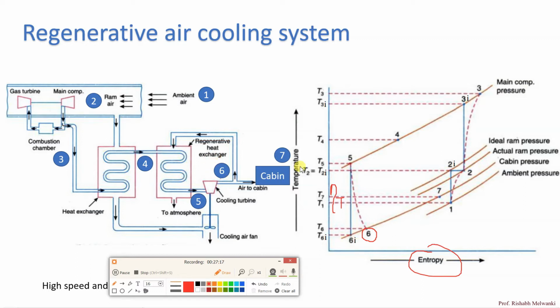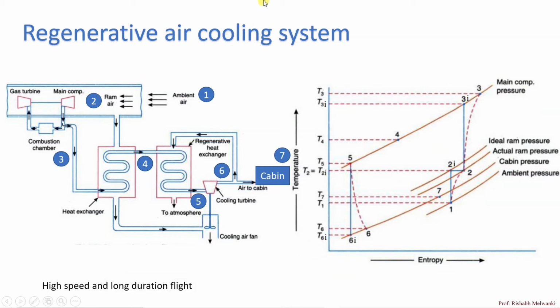Then 6 to 7 is constant pressure heat absorption in the cabin. So that is ideally. Okay, it might be having a pressure drop as well. It depends on the given data. Now what is the application of the regenerative air cooling system? It is used in high speed and long duration flight aircraft.